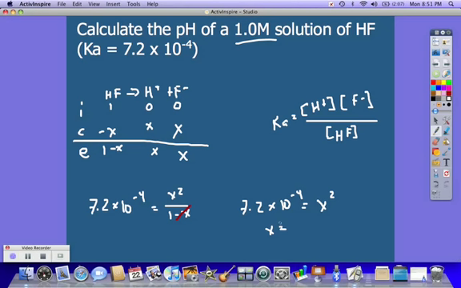The 5% rule, we'll see what that is in a second. That has to do with percent dissociation. But in this case, our x is equal to our hydrogen concentration, which is also equal to our fluorine, but we only care about our hydrogen currently. So that's 0.027. So now we can find our pH by plugging it into pH equals negative log of H. And we get a pH of 1.57.